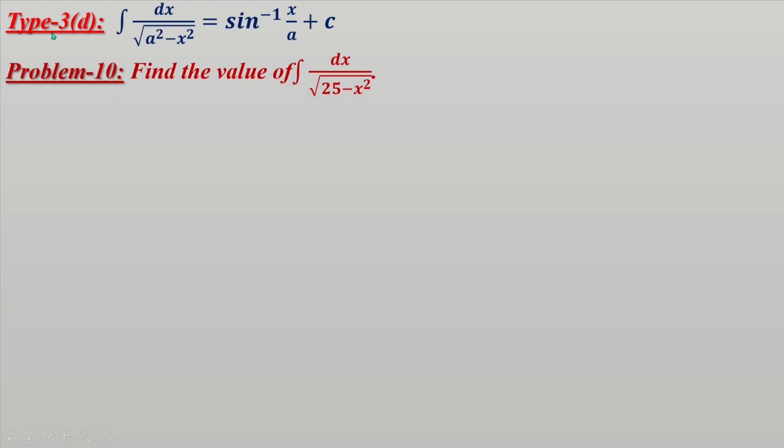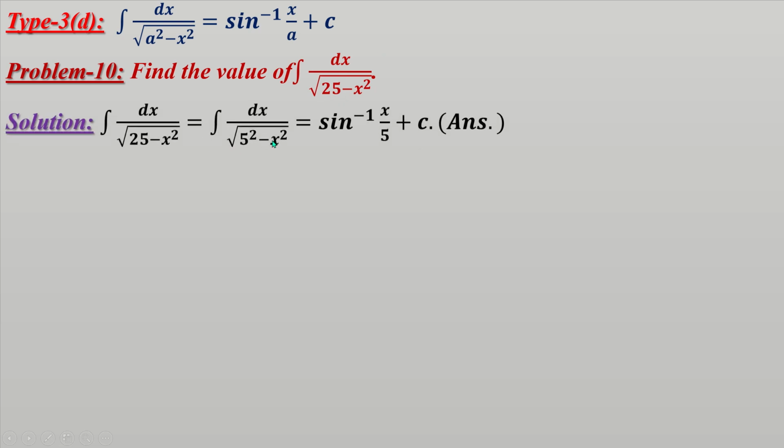Type 3D, that means integration of dx by square root of a square minus x square. This is equal to sin inverse x by a plus c. By applying this formula, we can solve this. That means integration of dx by square root over 25 minus x square. You can write 5 square minus x square, and this is equal to sin inverse x by 5 plus c. This is the required answer.